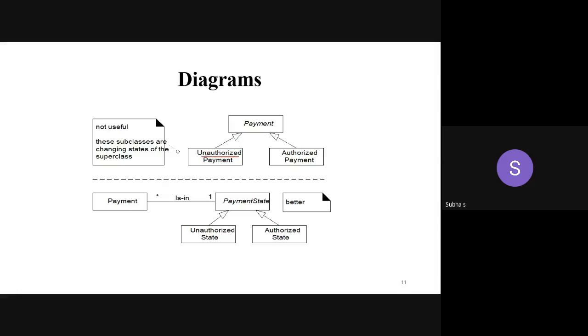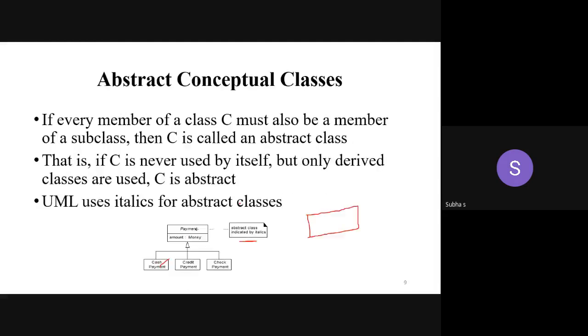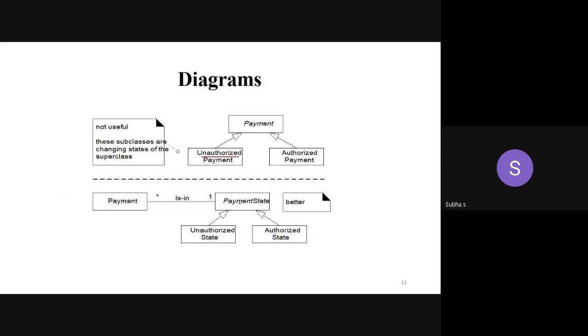So instead, what do you have to do? The payment is in a payment state. You have to mention the particular state as a separate class. That is what is given here. Define a state hierarchy, then associate those states, because it is not permanent. Your payment won't always be unauthorized. Sometimes it may be unauthorized. So create another class called what? Payment state. Then under the payment state, you may have two states, either unauthorized state or authorized state.